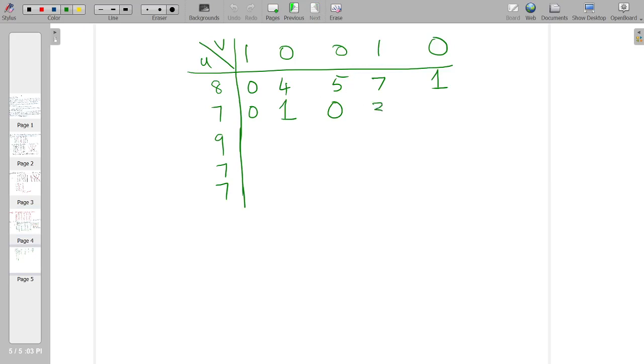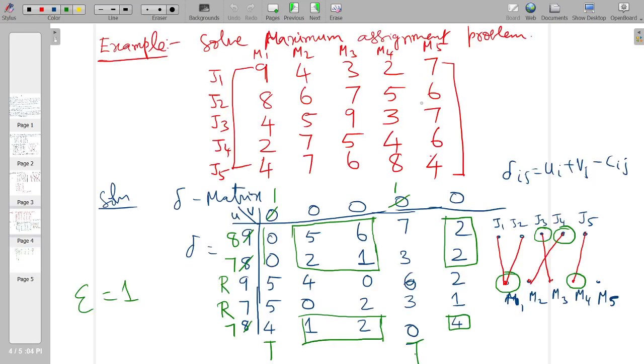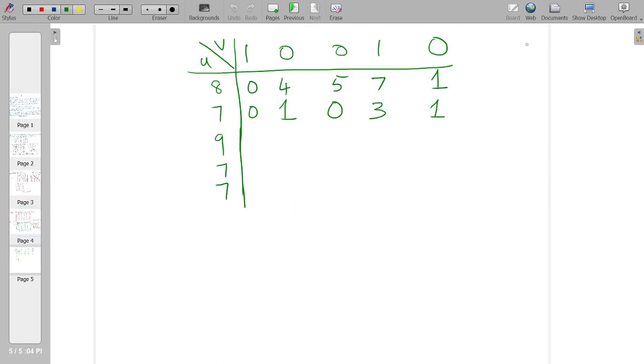8 minus 5 is 3. 7 minus 6 is 1. You can see here the last entry is 6. The next entries are 4 5 9 3 7. So I do the calculations here: 10 minus 6, 10 minus 4 is 6, 9 minus 5 is 4, 9 minus 9 is 0, 10 minus 3 is 7, 9 minus 7 is 2.